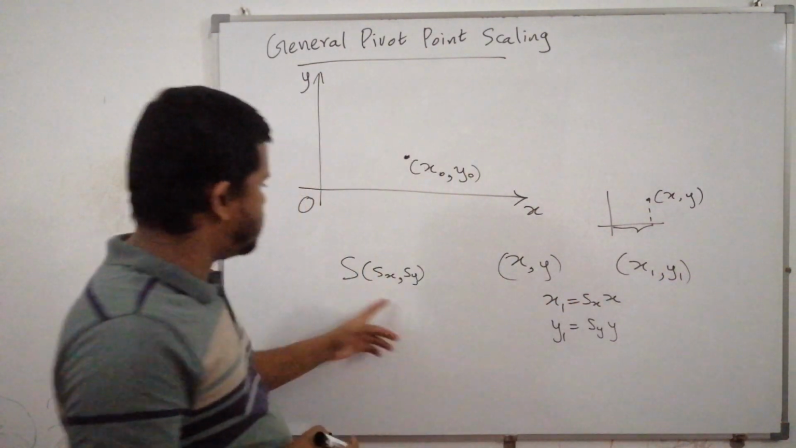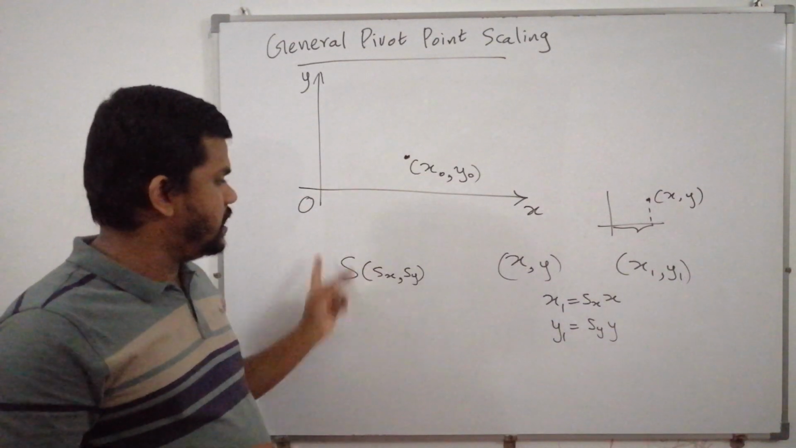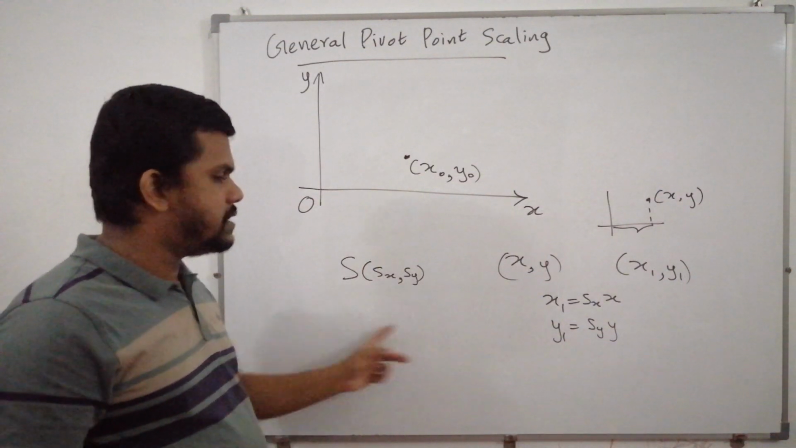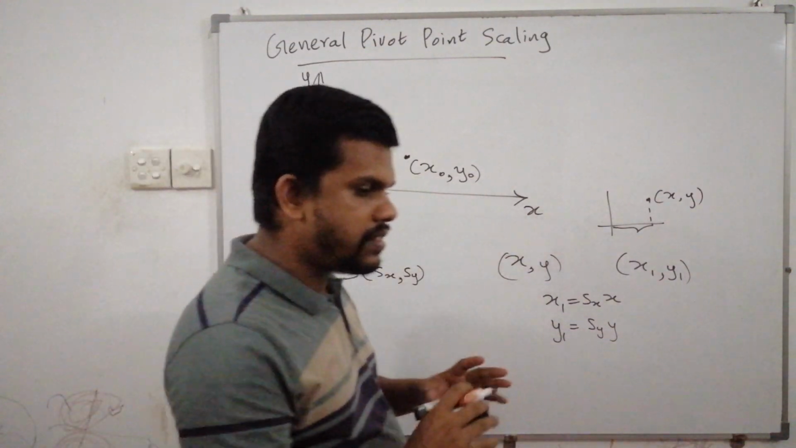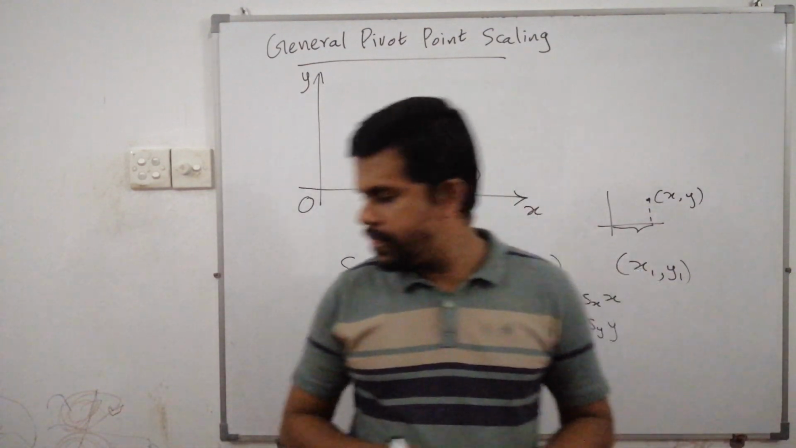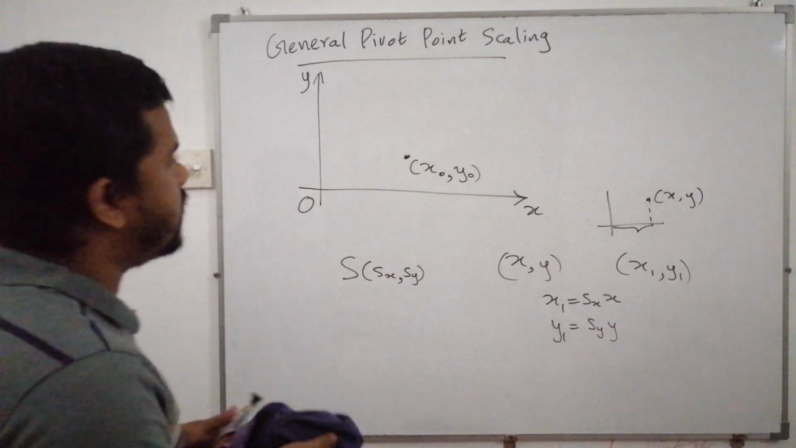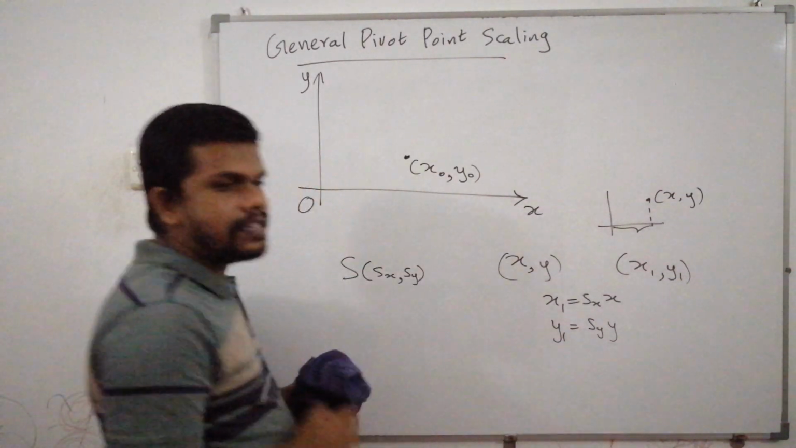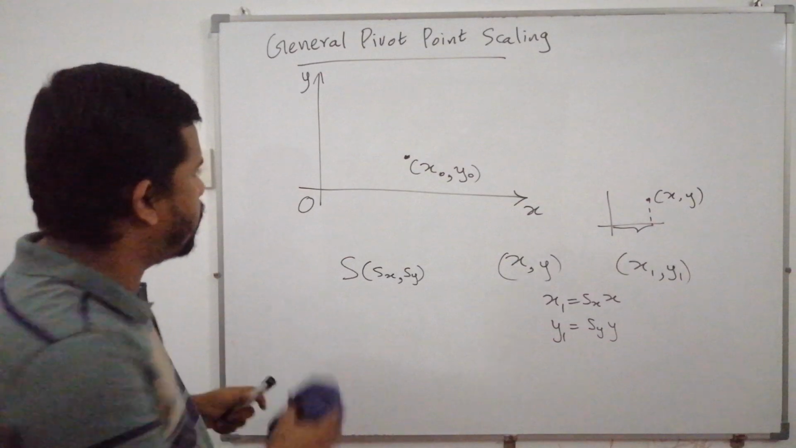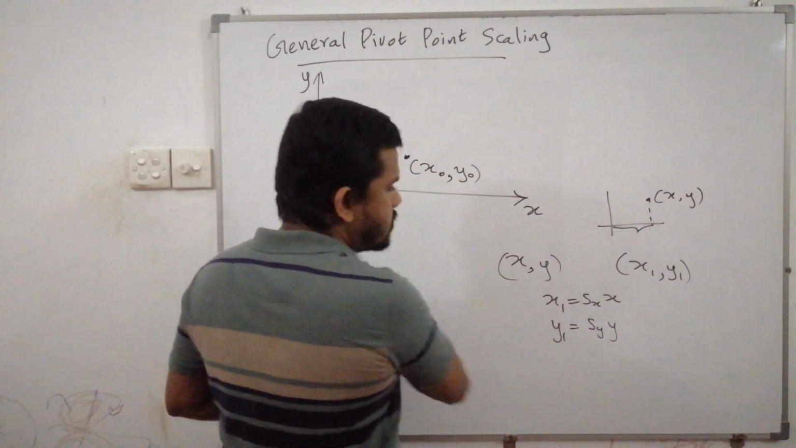So this matrix we call the scaling matrix with respect to the origin. So here we want to scale with respect to a general pivot point. It is this.